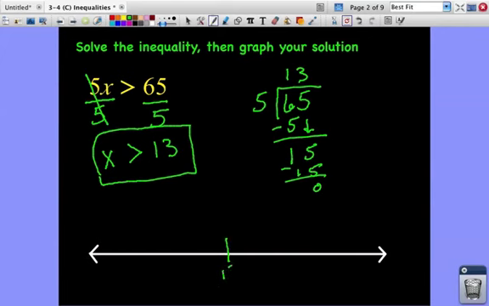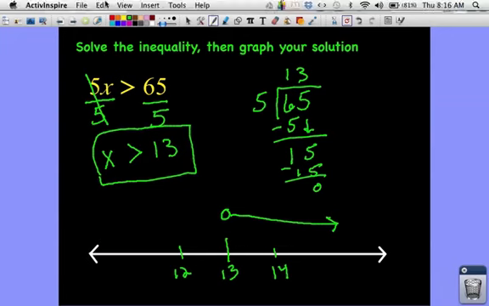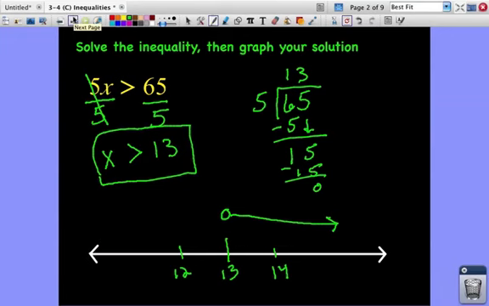So I'll put 13 on my number line. To the left of 13 is 12. To the right is 14. All right, x is greater than 13. Because it's greater than 13, I'm going to use an open circle, because it's not greater than or equal to 13. It's just greater than. So that means 13 is not a part of the solution. And it's greater than, so I'm going to shade to the right. So x is greater than 13. The graph would look something like this. Okay, simple inequality using multiplication and division.